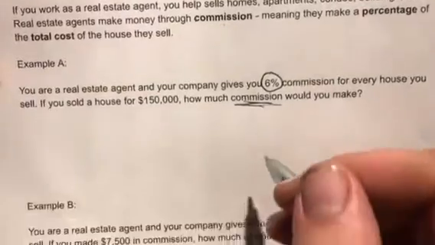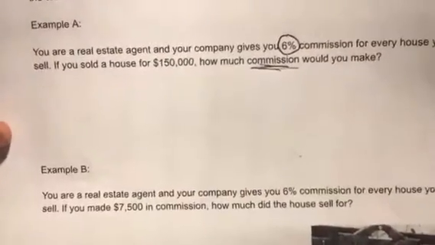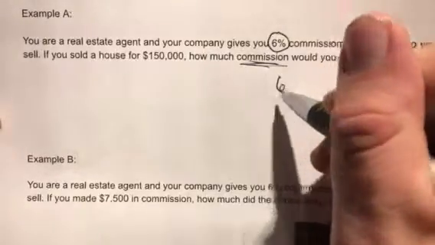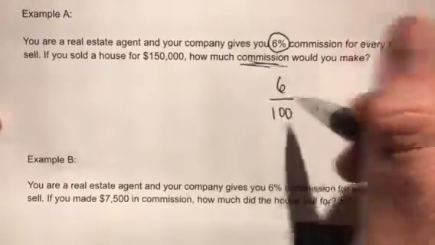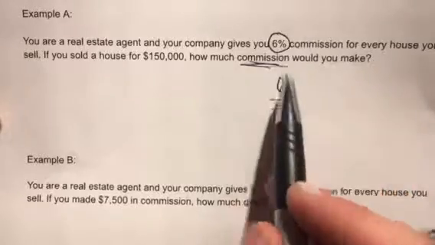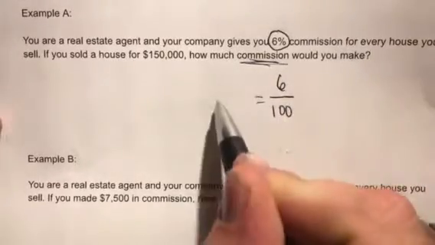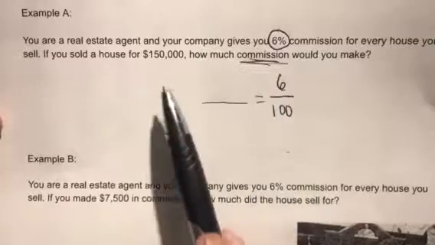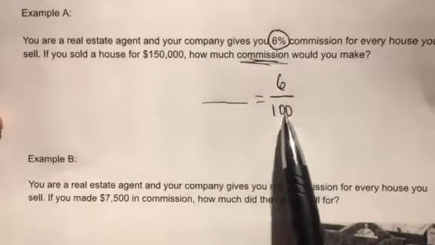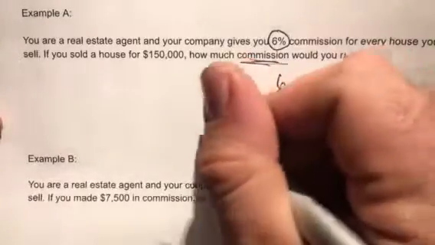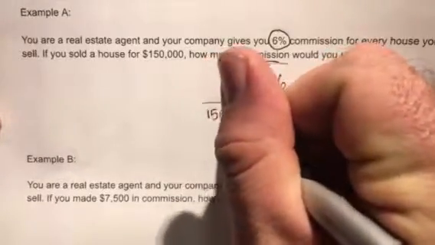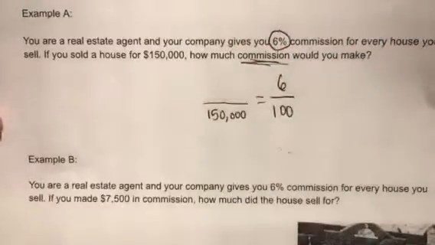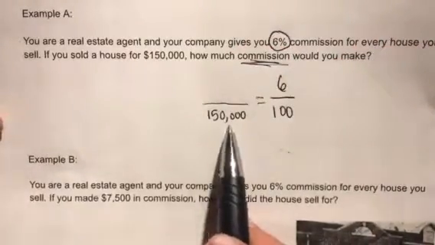Well, we can start off. We know 6% is 6 out of 100, because 6% is always out of 100. Now I can set that equivalent. And what I've got to figure out is where I put this $150,000. Well, if you make 6% of $150,000, that means $150,000 is the total of the home cost, which is 100% of what they paid for the house. So $150,000 goes in the denominator because the total always goes in the denominator.